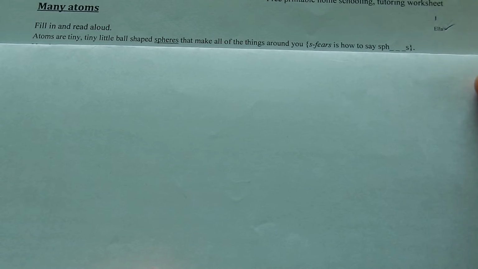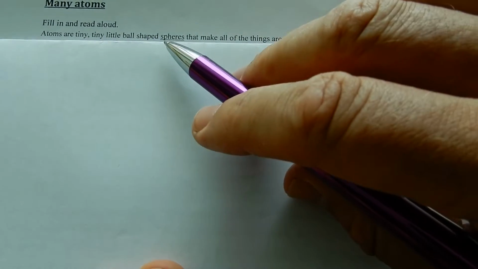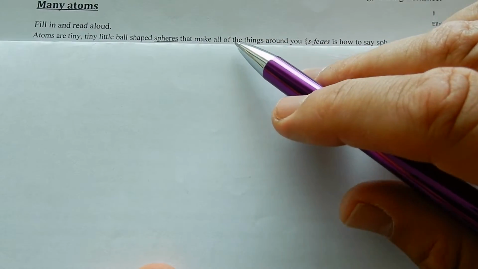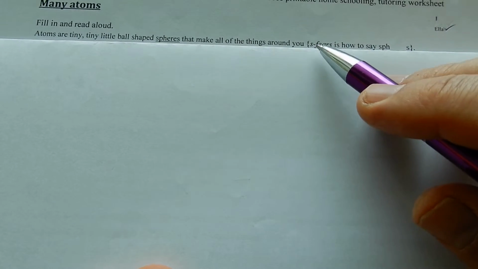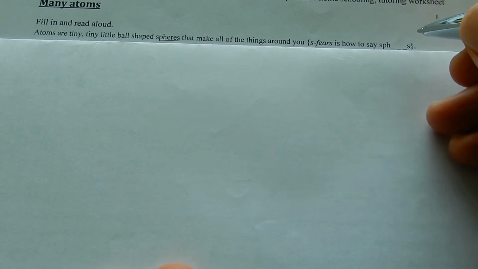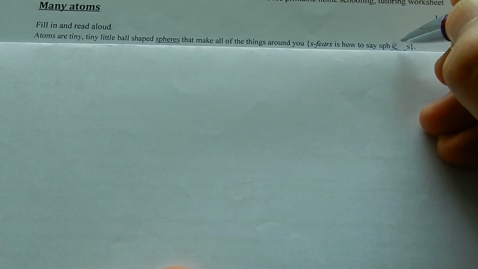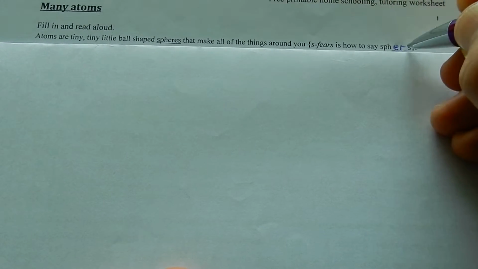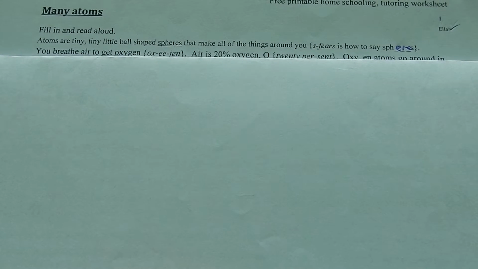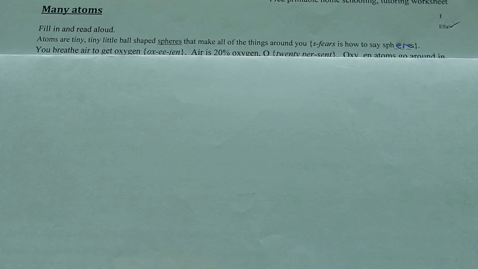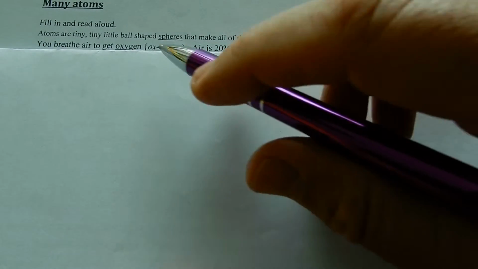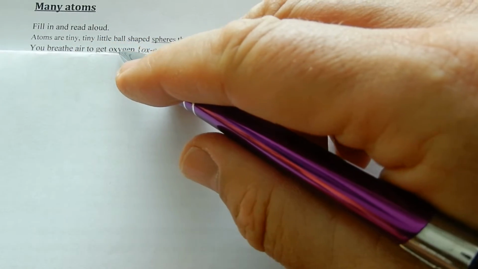Many atoms. Atoms are tiny, tiny little ball-shaped spheres. They make all the things around you. Well, all the things apart from the sun, and plasma in some light bulbs, energy-saving light bulbs.